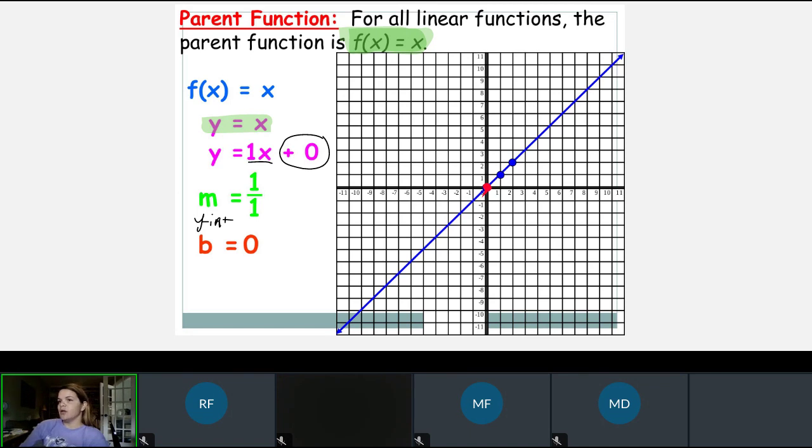All right, then we're going to use our slope. So in the parent function, the slope is 1. So it's up 1 and to the right 1. Up 1, right 1. Okay, so this line right here that goes through the origin has a slope of positive 1. That is the parent function. Okay, this is the function y equals x, or f of x equals x.